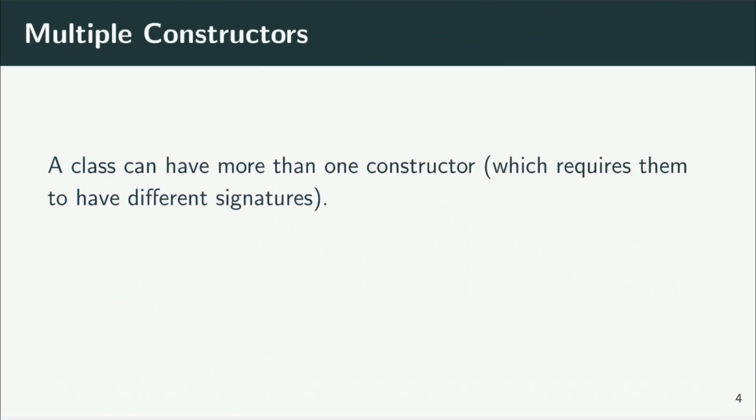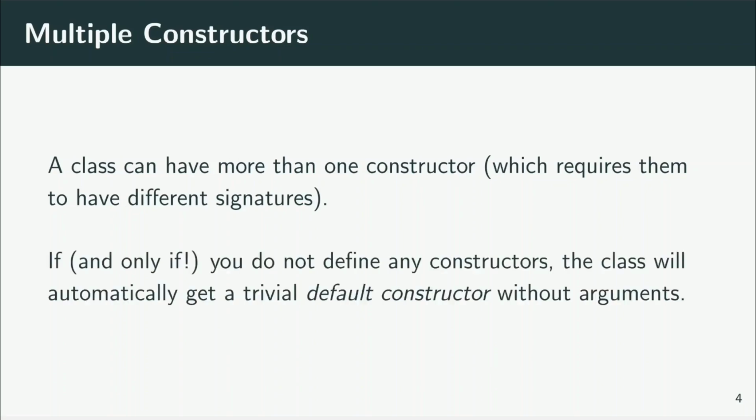A class can have more than one constructor, and that's fine as long as they have different signatures. If you don't define any constructor yourself, don't worry, you will simply get a default constructor for your class, and this simply means it's a constructor method that takes no parameters and does nothing.